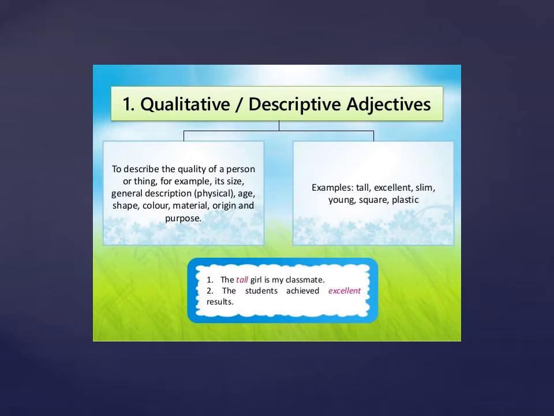See that here example given: the tall girl is my classmate. So here in italic color written tall. Tall is an adjective which describes the girl. Okay, girl is a noun, and with the word tall it is described. So it shows the quality of the girl. That girl is tall. Next, the students achieved excellent result. So what kind of result here? We can see excellent result. So excellent is an adjective. In the next slide we'll see the next kind of adjective.